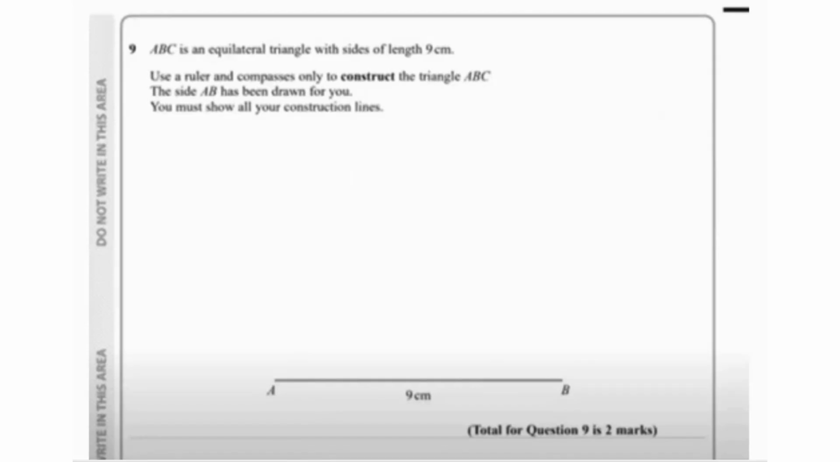So once you have drawn the two arcs, they will intersect above the line, like this. And then you will connect point A and point B with the intersection of the arcs. And when you measure the distance from point A to C and from point B to C, you will see that both the lengths are 9 centimeters. So this is how you construct your equilateral triangle using a compass and a ruler.